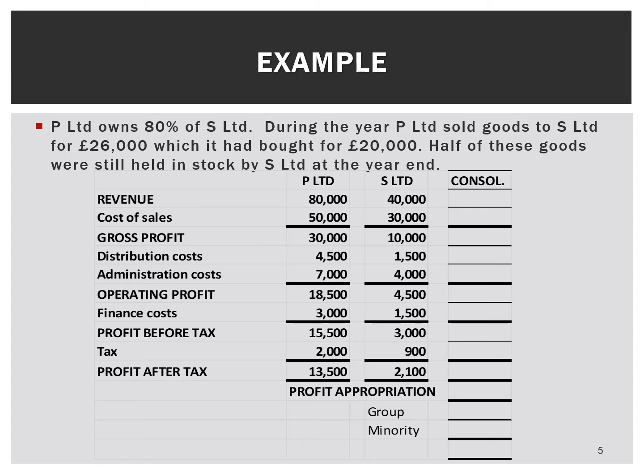So here's a quick profit and loss question. The parent company owns 80% of the subsidiary, and during the year the parent company sold goods to the subsidiary for 26,000, which it had originally purchased for 20,000. So the parent company made a profit of £6,000, and half of those goods were still in the subsidiary company's stock at the end of the year.